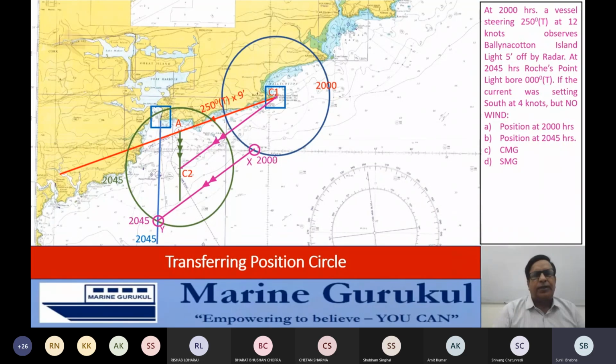X is the position at 2000 hours, Y is the position at 2045, XY is the CMG, and XY distance is the DMG in 45 minutes. In all these three examples, we had taken a combination of one position circle and one position line. Now let's take the last part of it.